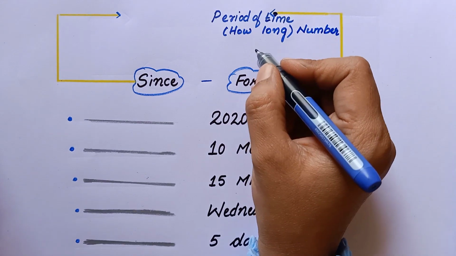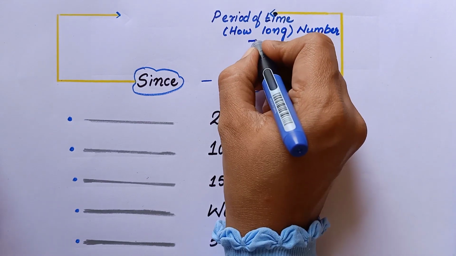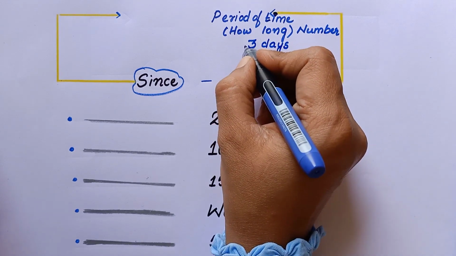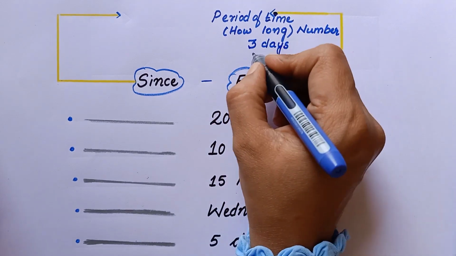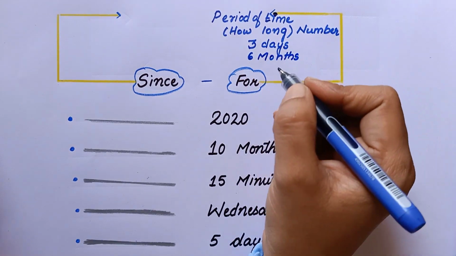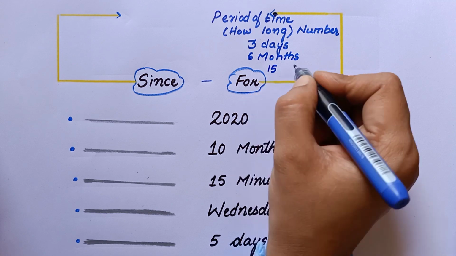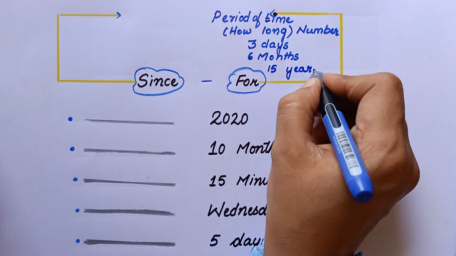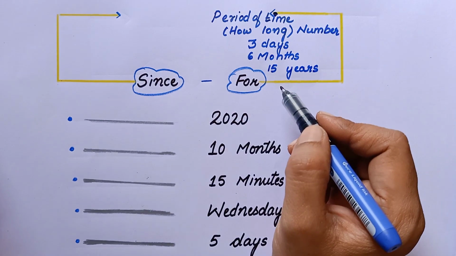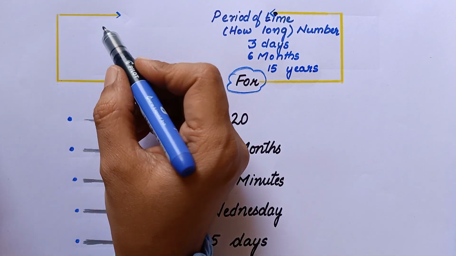Okay, the number means for how many years, for how many days, for how many months. For example, 3 days. And then I'll take an example of 6 months. Yeah, 6 months. Then 15 years. Okay, these are some examples for for.